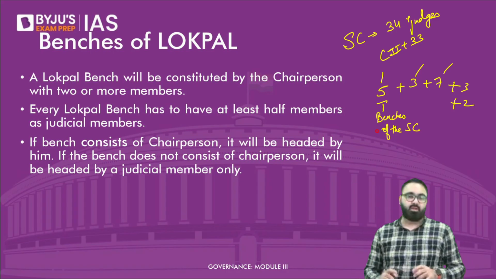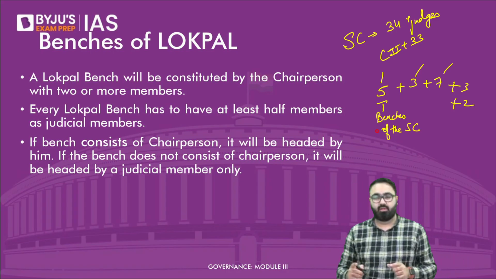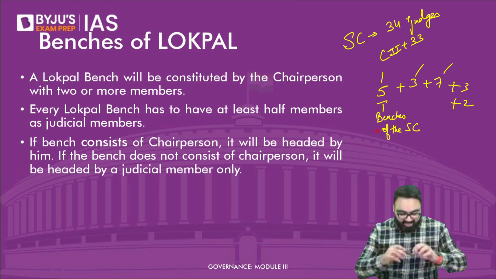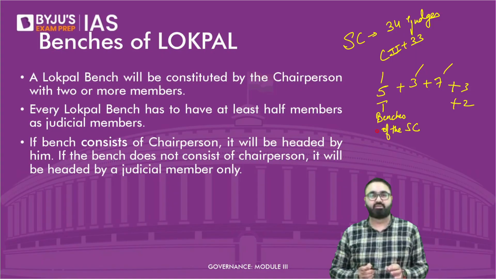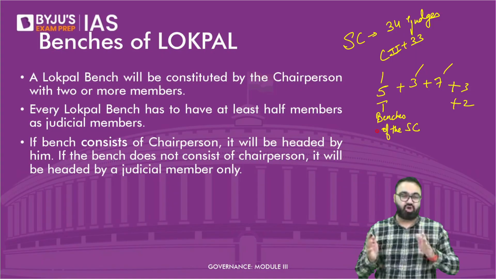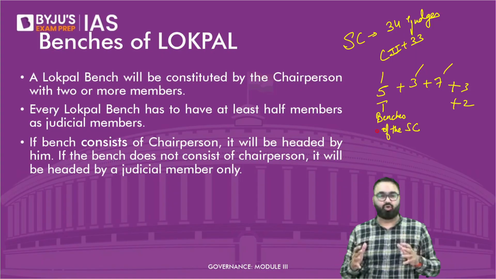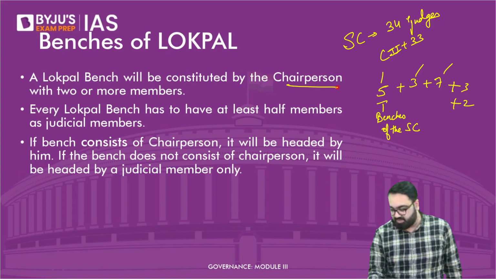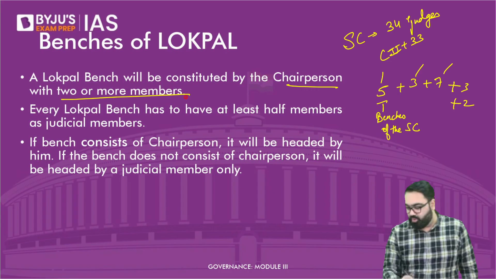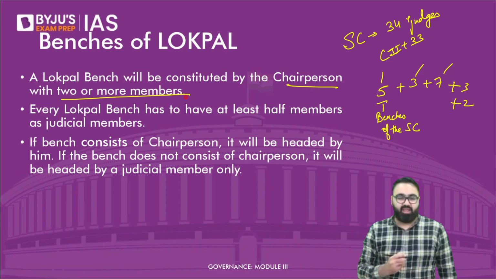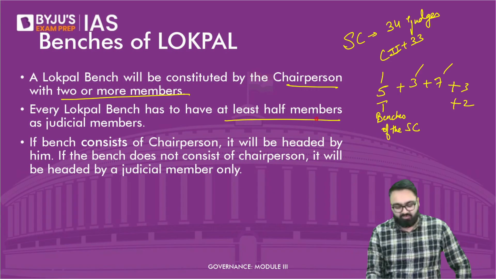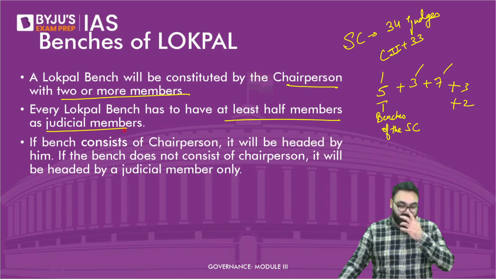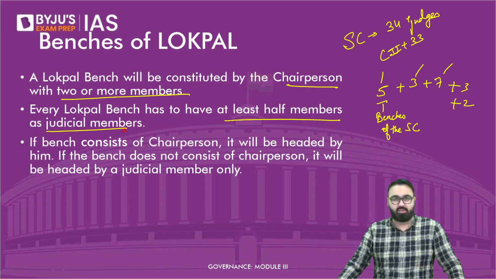Similarly, Lokpal also works in a similar manner. One chairman and 8 other members of Lokpal will never sit together to hear a case. There will be different teams, smaller teams, benches, of the Lokpal. For example, one bench will have a chairperson and 2 or more members. Every bench should have at least half judicial members. So in any bench, we have to have at least half of the judicial members.